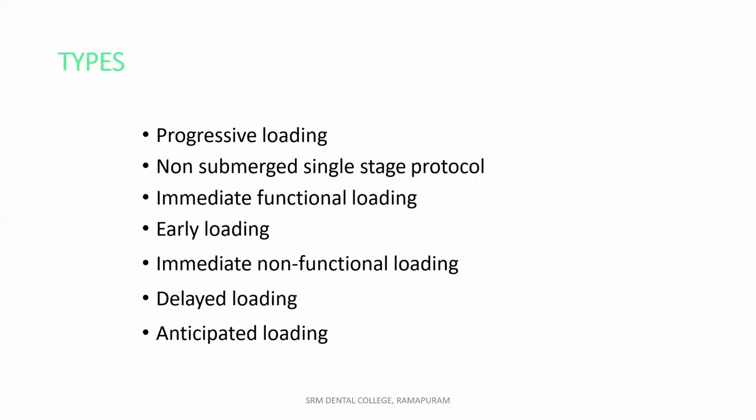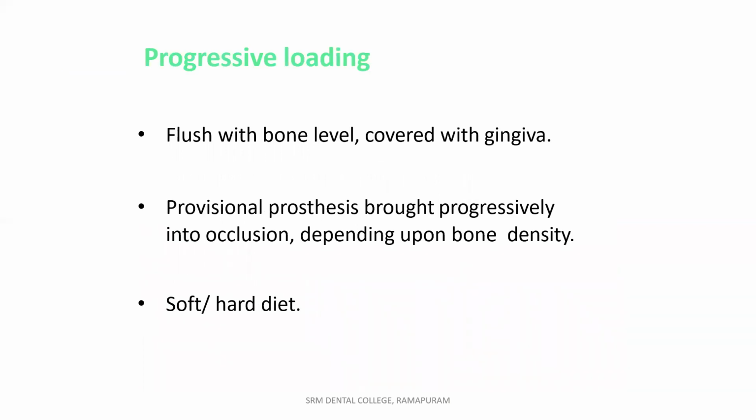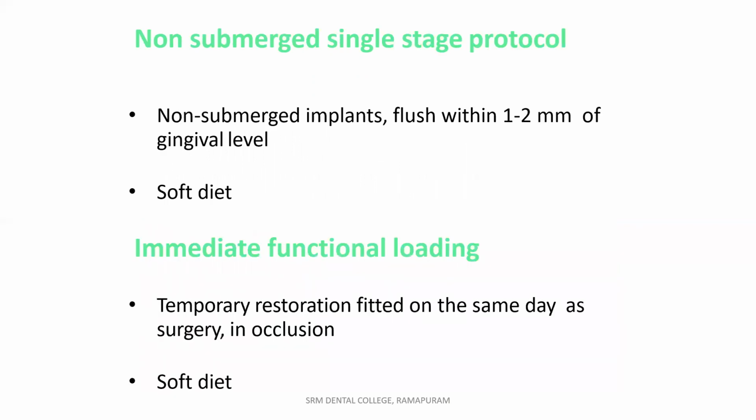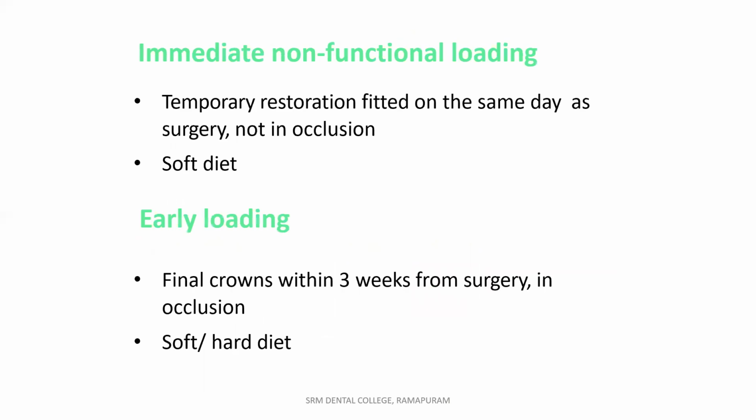So the types of occlusal loading protocols would be progressive loading, non-submerged single stage, immediate functional loading, early loading, immediate non-functional loading, delayed loading, and anticipated loading. What is progressive loading? In this, the provisional prosthesis will be brought into occlusion progressively depending upon the bone density. Non-submerged single stage is for the non-submerged implants which will be flush with 1 to 2 mm of the gingival levels. Immediate functional loading will involve giving the temporary restoration on the same day of surgery, which has to be brought into occlusion.